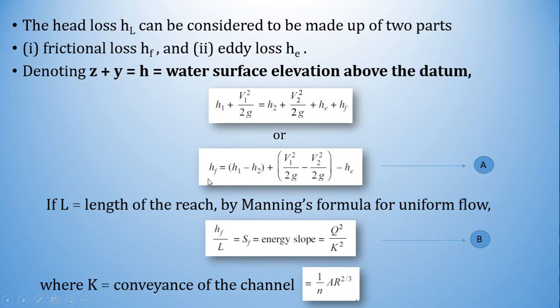This is the head loss due to friction. If L is the length of the reach, by Manning's formula for uniform flow, HF upon L is equal to SF, that is the energy slope, which is equal to Q square by K square, where K is the conveyance of the channel, which is equal to 1 upon n, A into R raised to 2 by 3. This K is different for different sections.